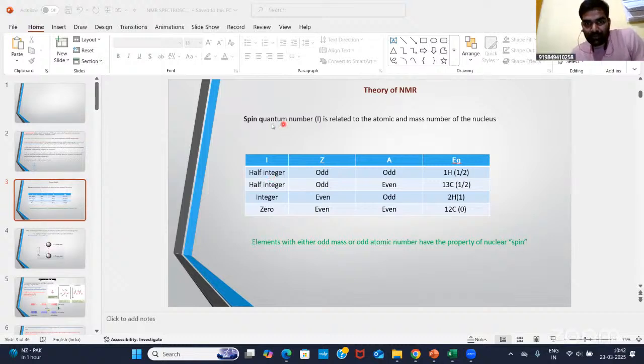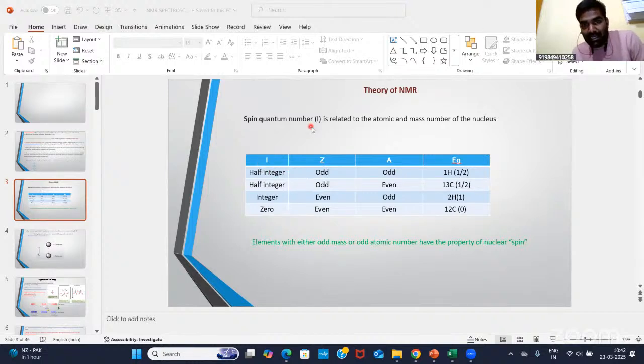The spin quantum number I is related to the atomic number and mass number of nuclei. Atomic number is the number of protons, and mass number is the number of protons plus neutrons. The spin quantum number will be half integer when the mass number is odd. Thus, we can find the nucleus spin.